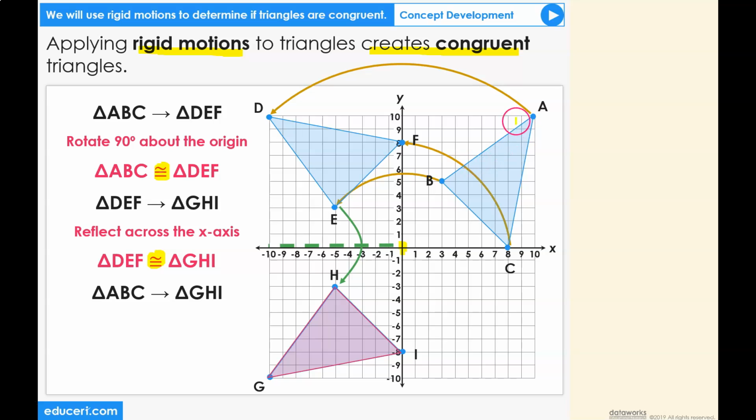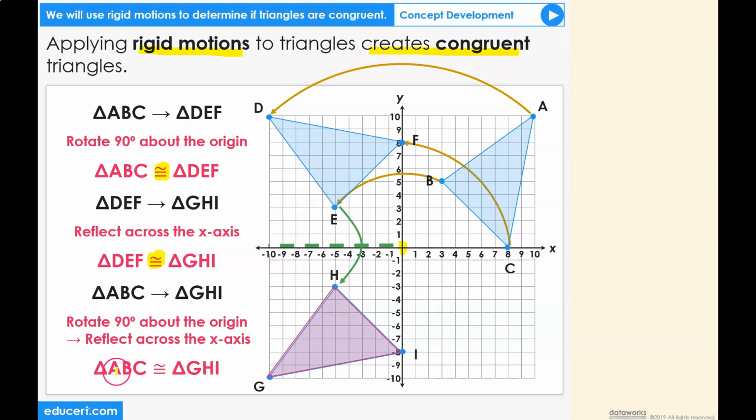Now let's take a look at triangle ABC and triangle GHI. These two triangles are also congruent because each of these rigid motions created a congruent triangle. Triangle ABC is congruent to triangle GHI. Applying a rigid motion or applying a couple of rigid motions to a triangle creates copies of congruent triangles.